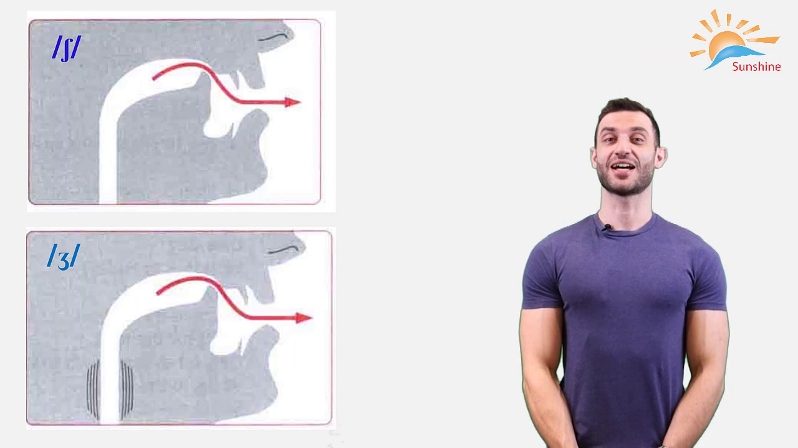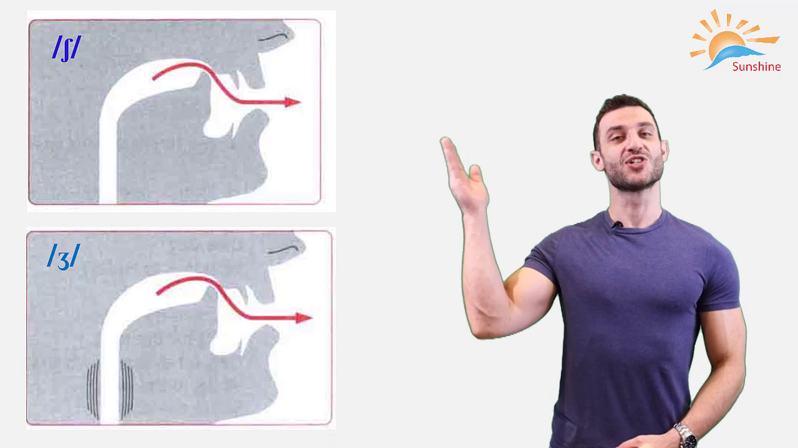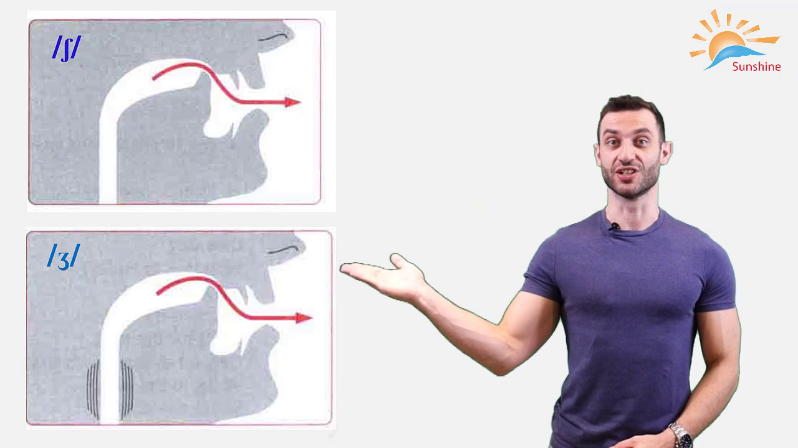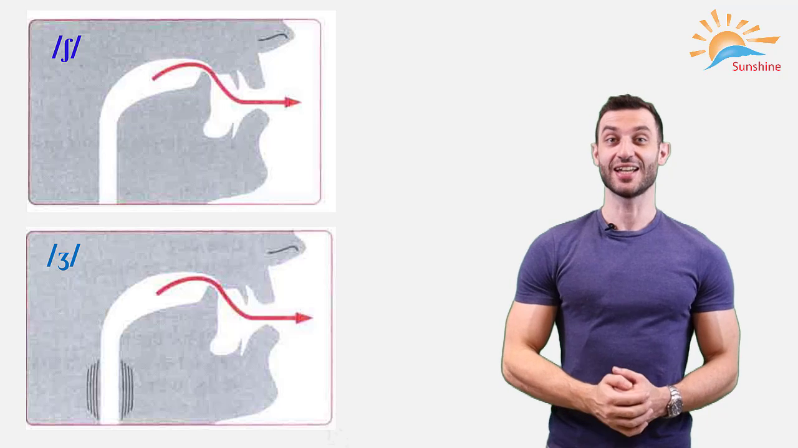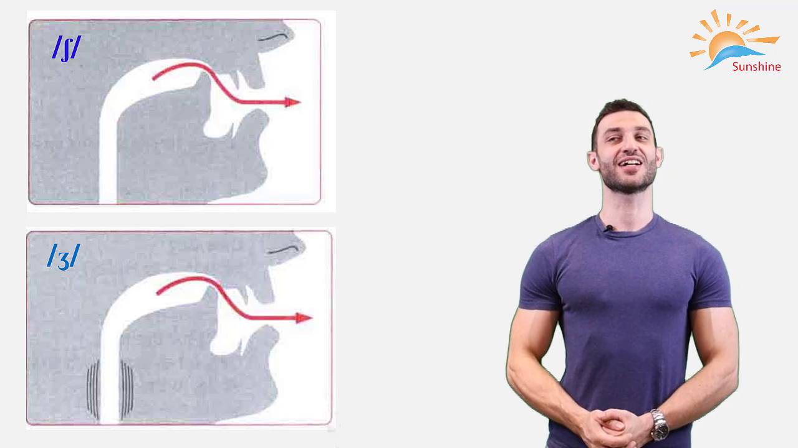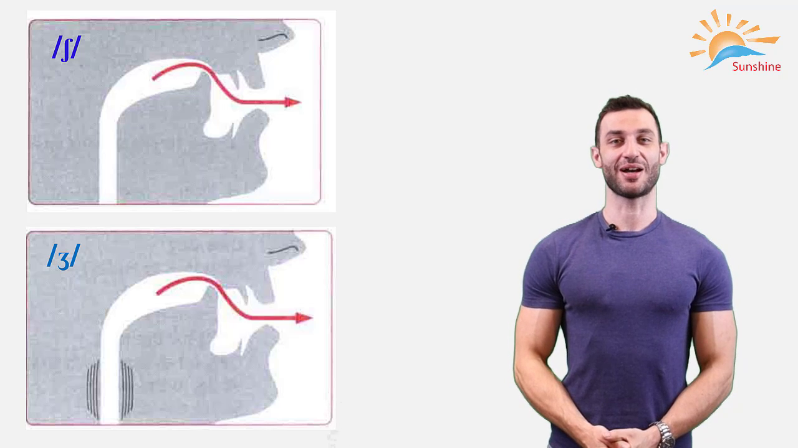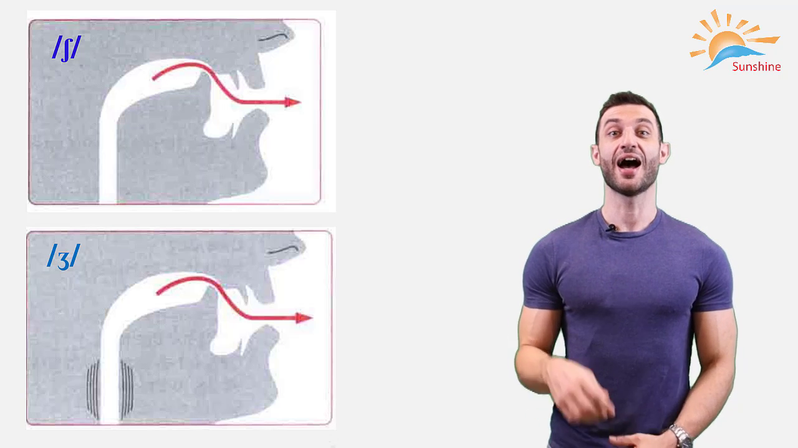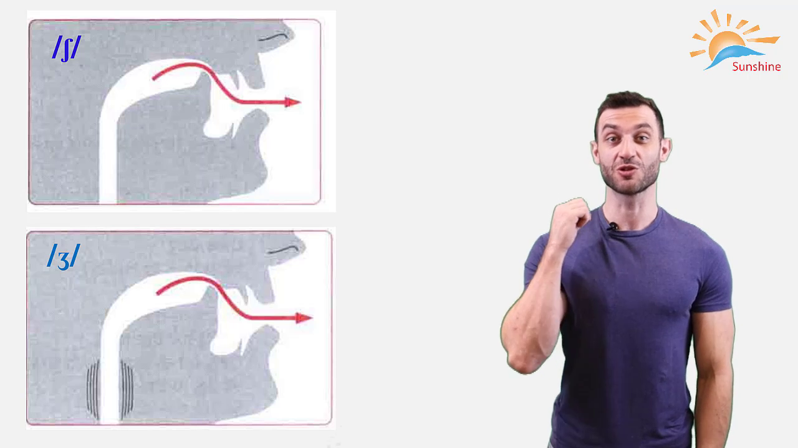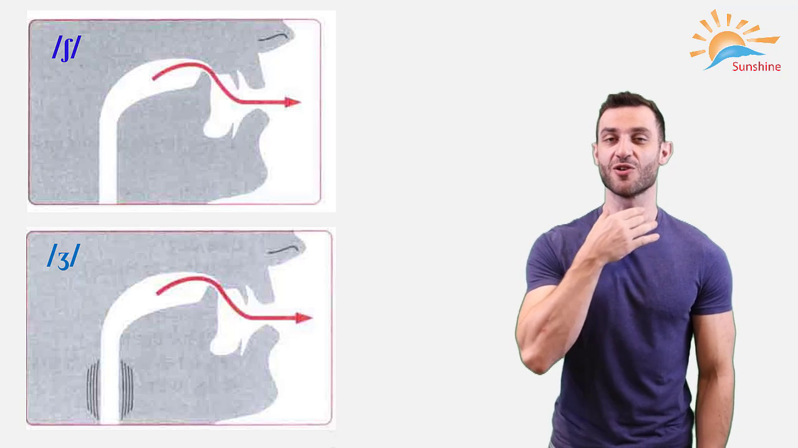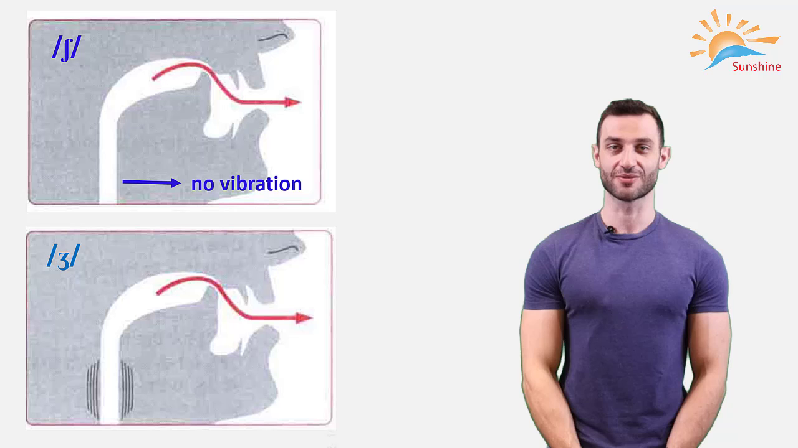Our second pair of sounds today is sh and zh. The first sound is the sound you will hear when your teacher needs you to be quiet. We make this shape with our mouth. Shh. Our tongue points towards the roof of our mouth and there is no vibration from our vocal cords.